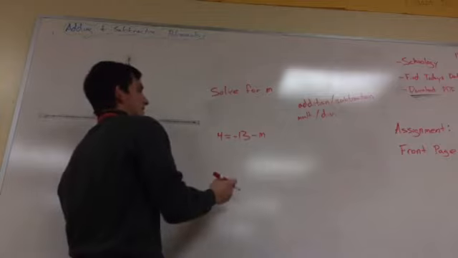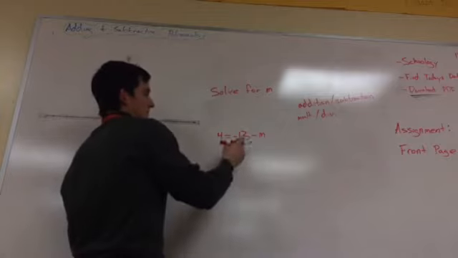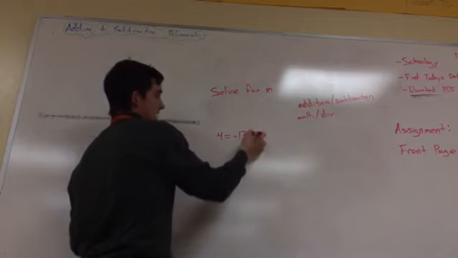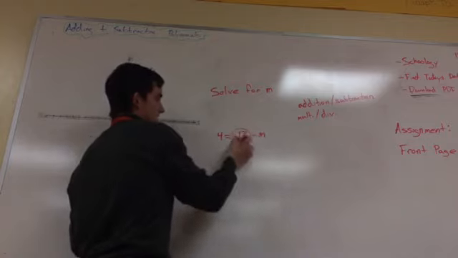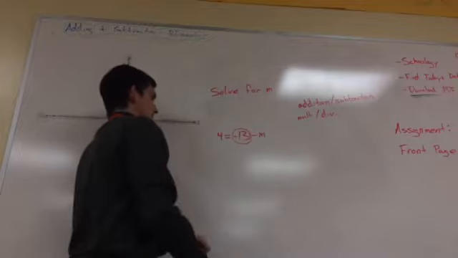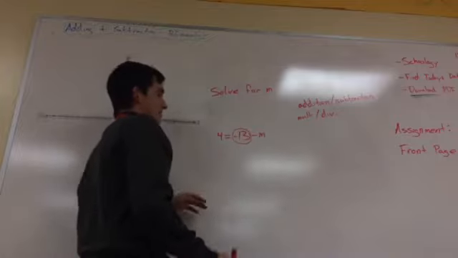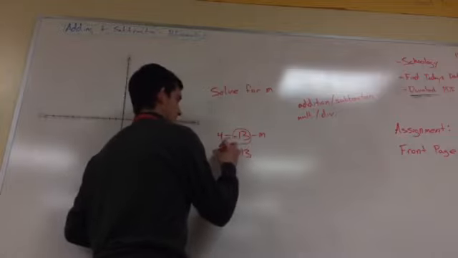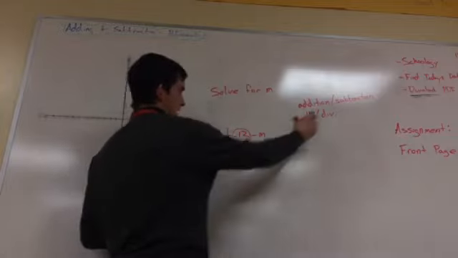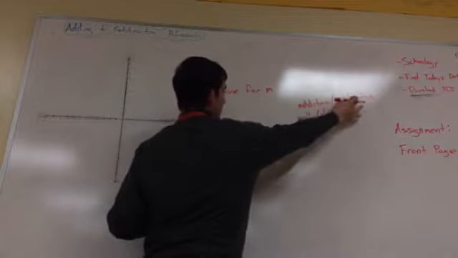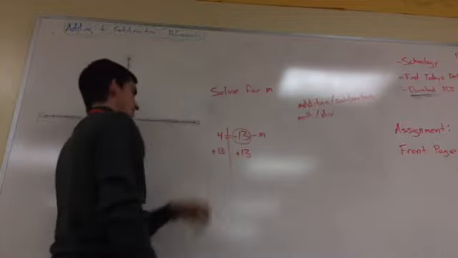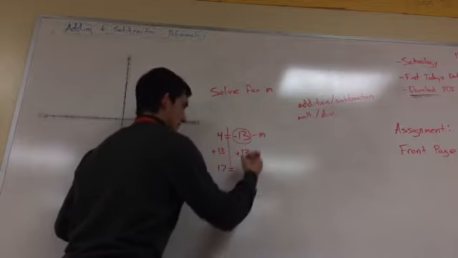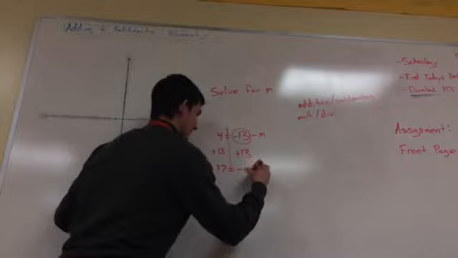So right now, I have a negative. That's a little bit confusing. I have a negative 13. So notice I'm focusing on this negative 13 first. Okay. So to get rid of a negative 13, I'm going to add 13 to both sides. So again, opposite of subtraction or negative is addition. So I'm going to add 13 to both sides. So that's 17 equals, and then I'm left with negative m.